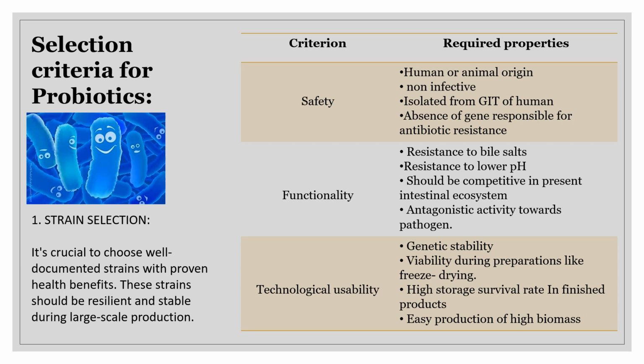Now about the selection criteria of probiotics. Suppose you want to study this topic and do some research, then what are the simple selection criteria that one should consider if you want to do large scale production of probiotics? First comes a very important one, that is strain selection. It is crucial to choose a well documented strain with proven health benefits, and these strains should be resilient and stable during large scale production.